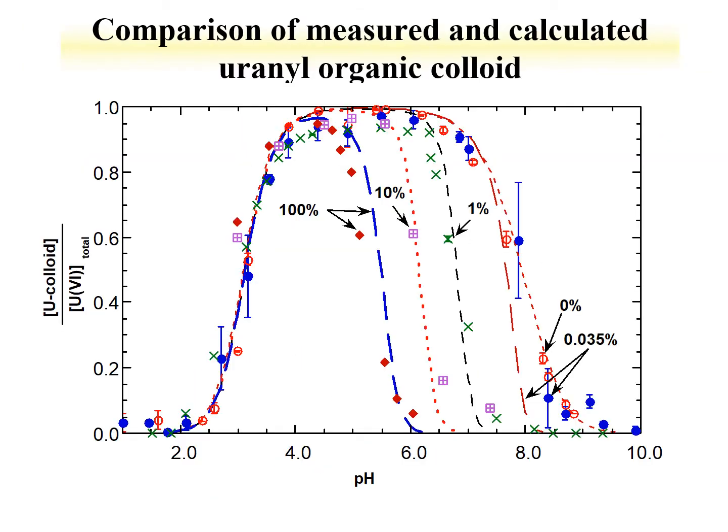One can also use the data to evaluate the amount of organic matter colloids that would be present. So we've used the summation of all the uranium colloids to look at the complexation and formation of uranium colloid as a function of CO2 partial pressure. And what we see here is that there's a noticeable impact of CO2 partial pressure. We go from 100% to 0%. We see that the amount of colloid at higher pHs increases if there's no carbonate present.